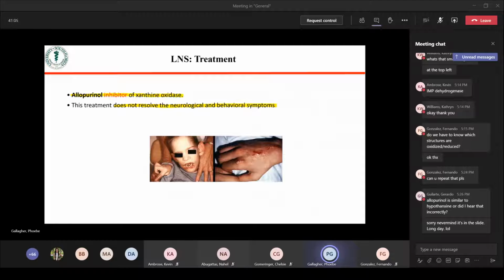And so understand that LNS can also be treated with allopurinol to decrease your uric acid, but it's not going to help the other neurological and behavioral symptoms. So it's just good for reducing kidney stones, essentially, in people who have this.